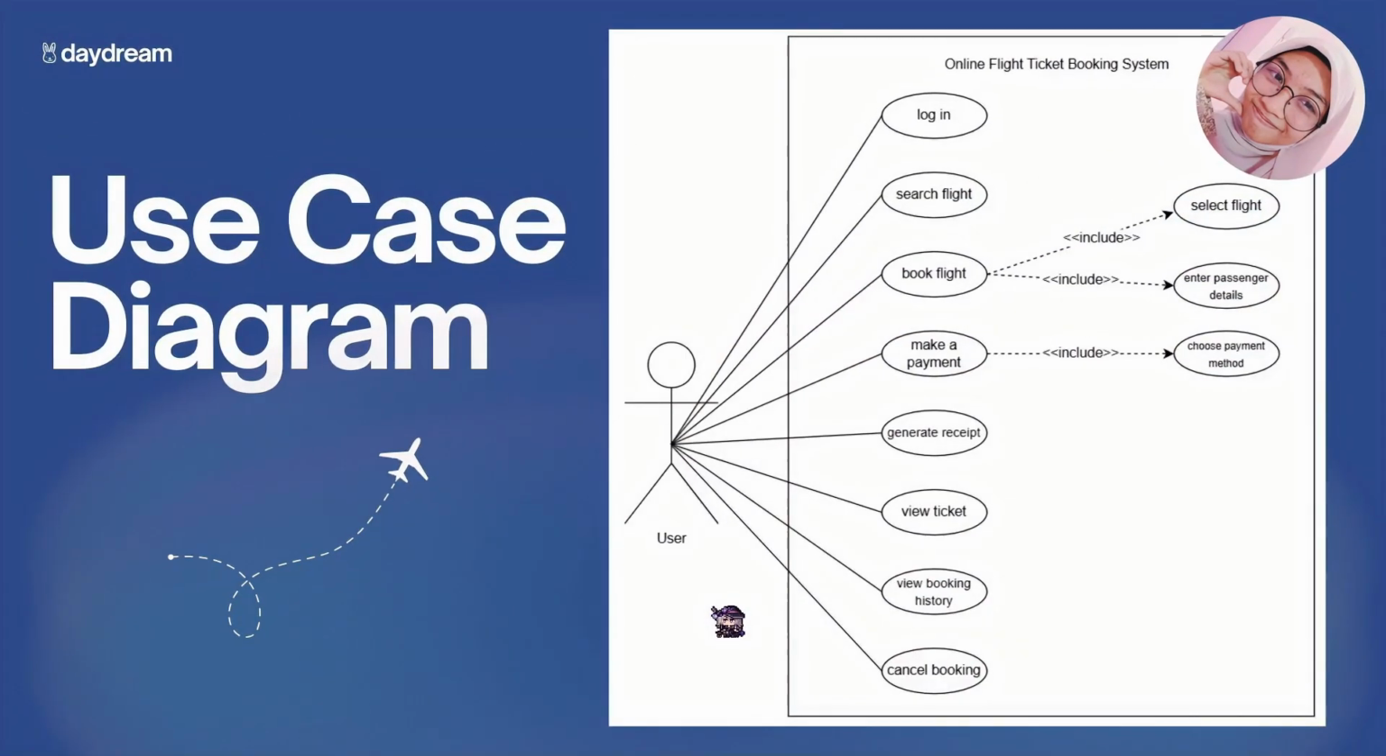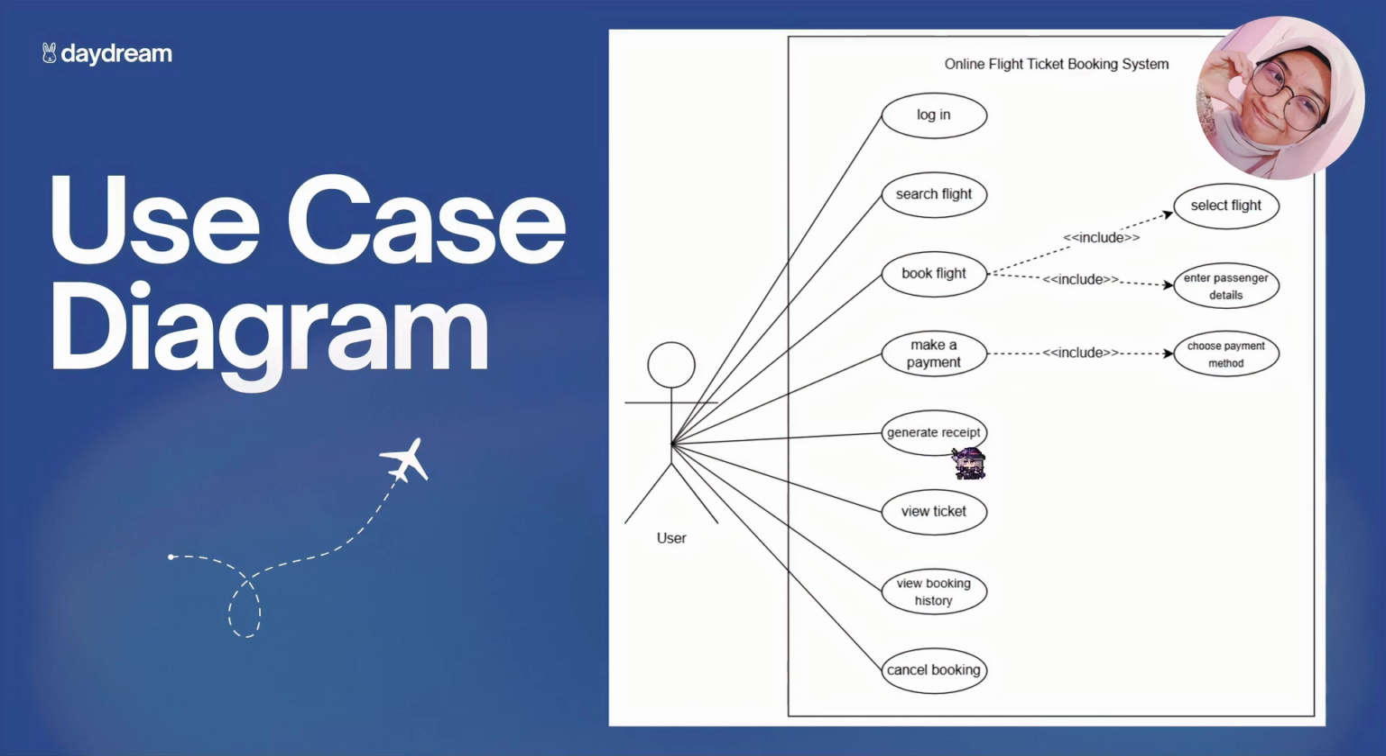Hi, I am Balkis and I will be presenting the use case diagram for our online flight ticket booking system. Based on this diagram, we have one main actor which is the user. The system flows with the login process. User can search for a flight via the search flight function before proceeding to the book flight. Here, the book flight process has an include relationship that requires the user to select a flight and enter passenger details. Next, the make payment process also includes a select payment method function before the transaction is completed.